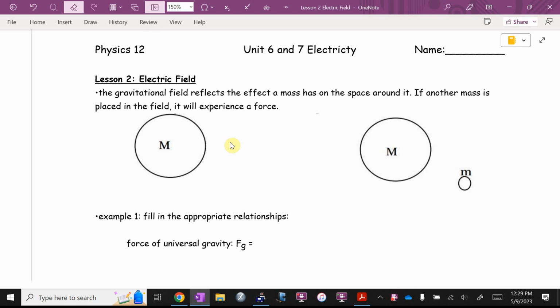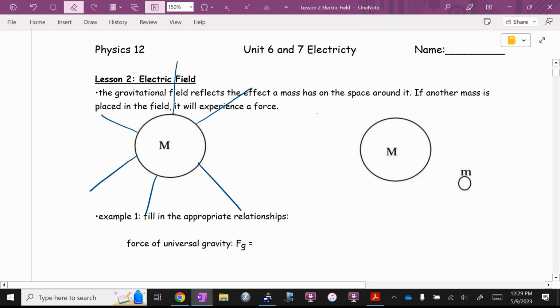The gravitational field reflects the effect that mass has on the space around it. So this planet, let's call it the Earth, is sending out, like the invisible tentacles of an octopus in all directions, a gravitational field. That is always there. If you wanted me to assign a direction, you can put arrows pointing towards the planet because that's going to be the direction of the force.